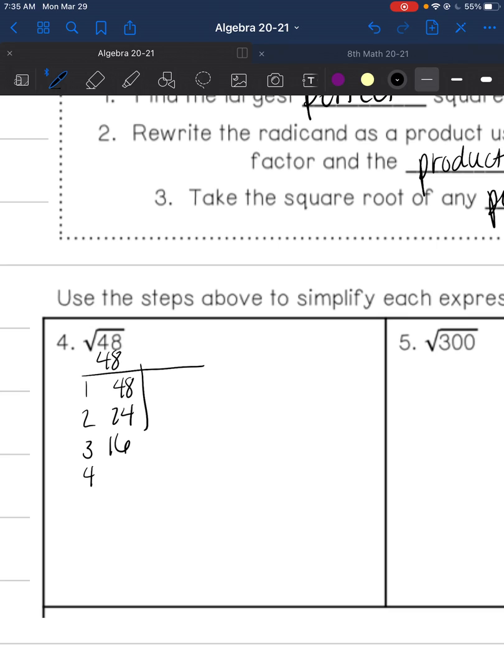I can go ahead and stop here actually because I see a perfect square and I know that that's going to be my largest perfect square. So I'm going to rewrite this as the product. So square root of 48 equals the square root of 3 times the square root of 16. Well, I know the square root of 16 is 4, so my simplified answer is 4 square root of 3.